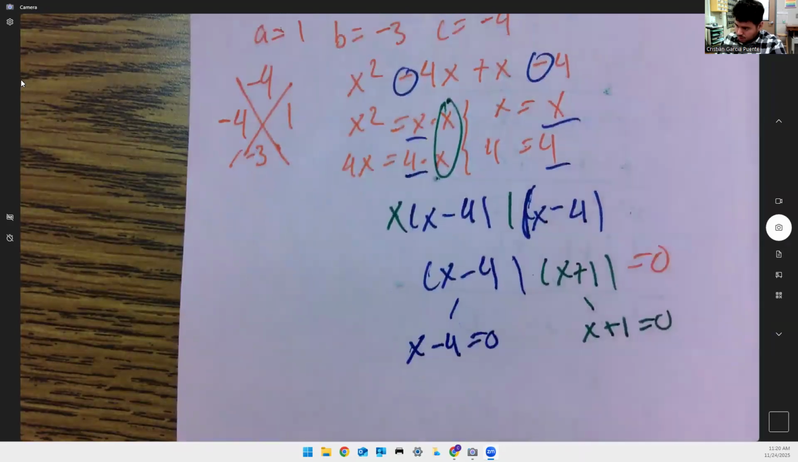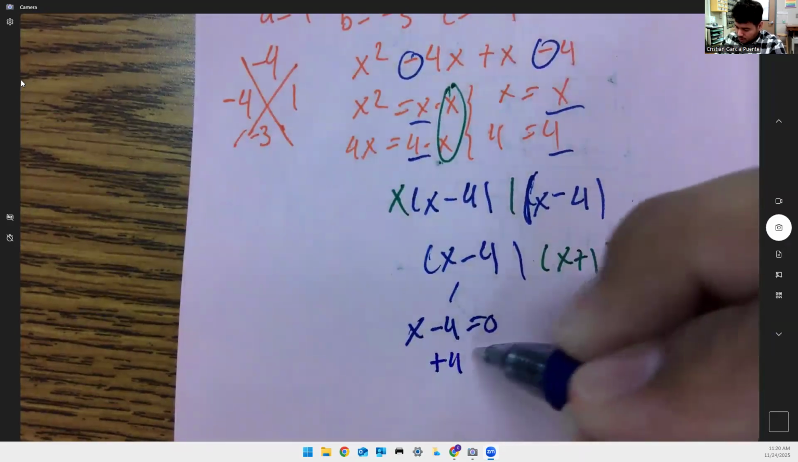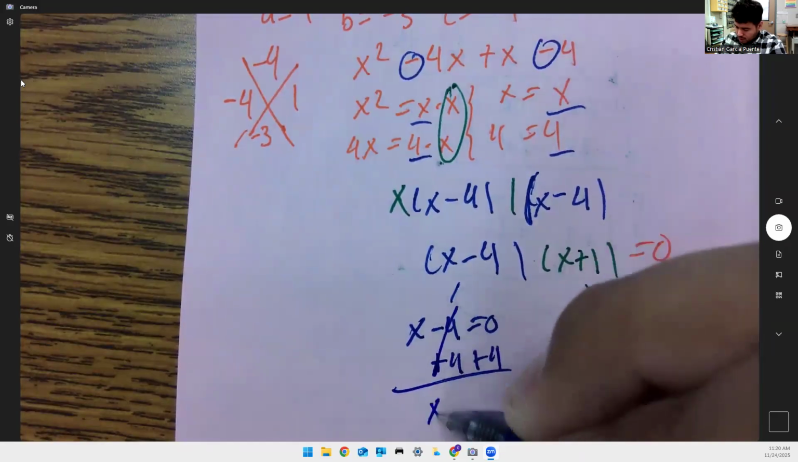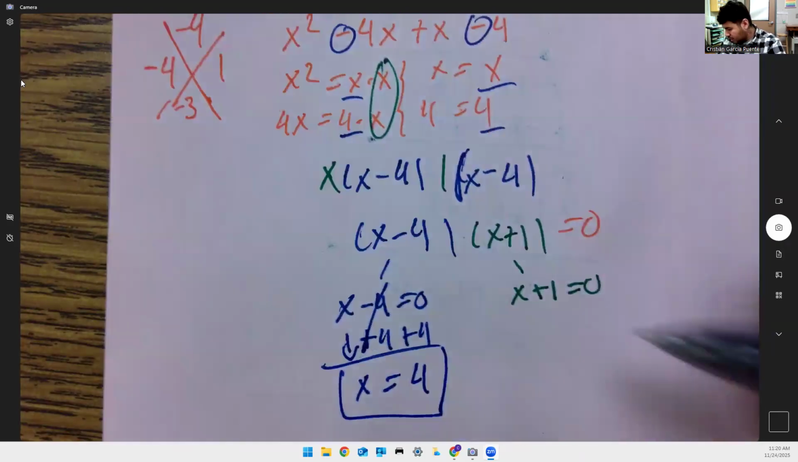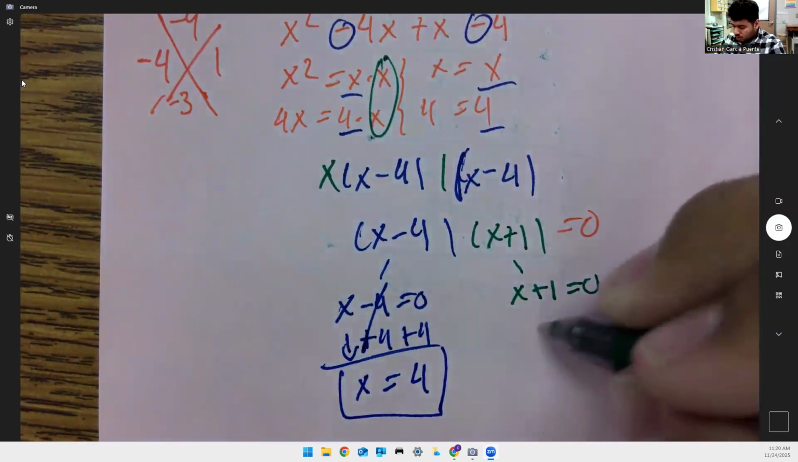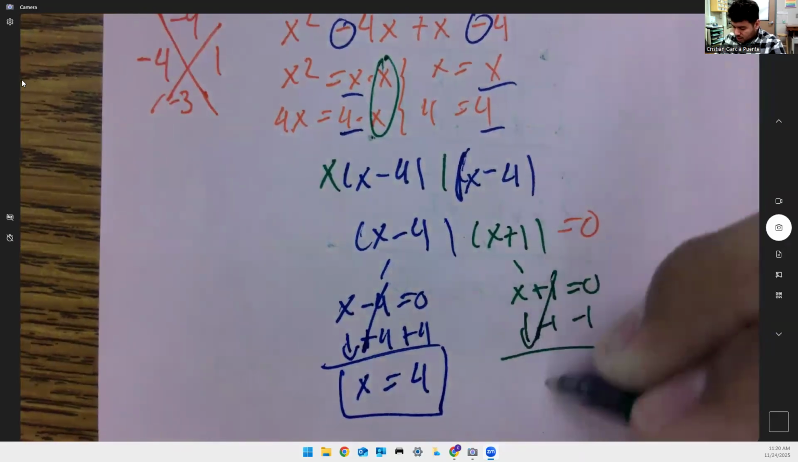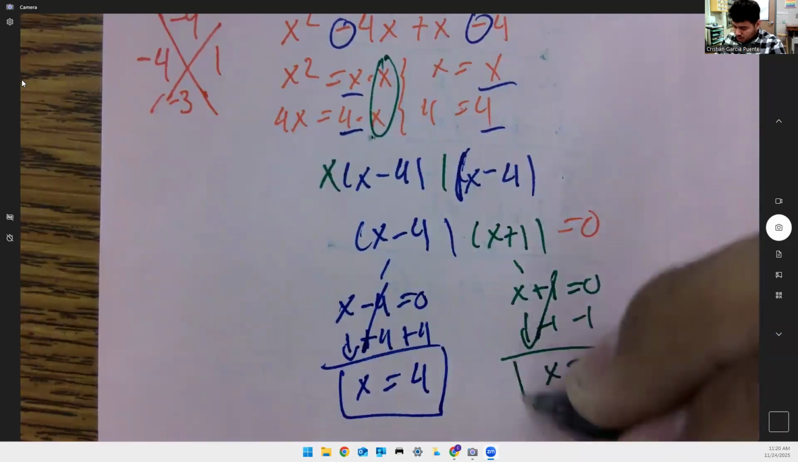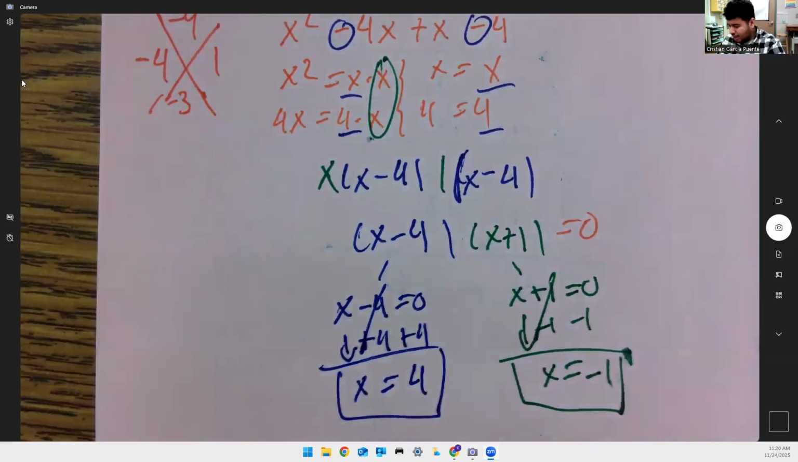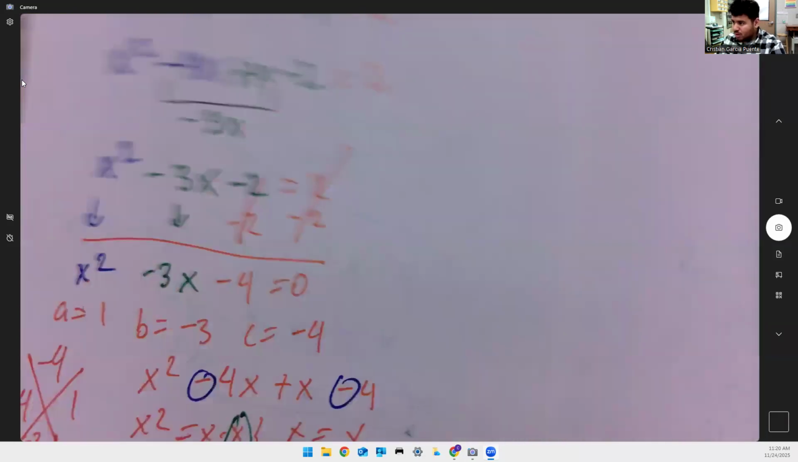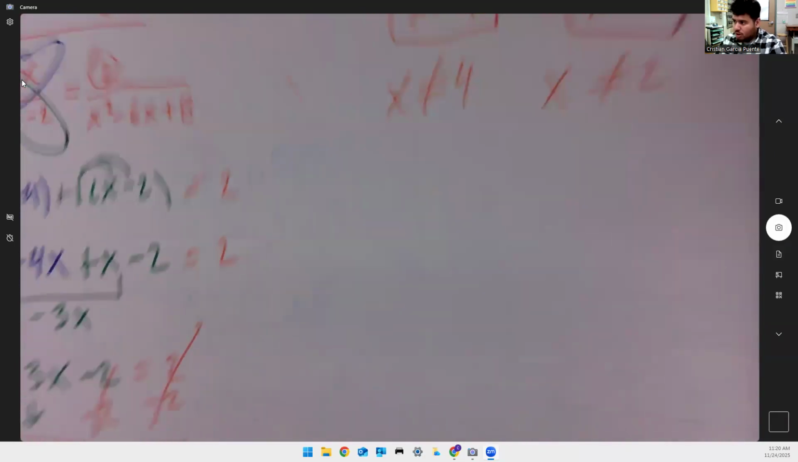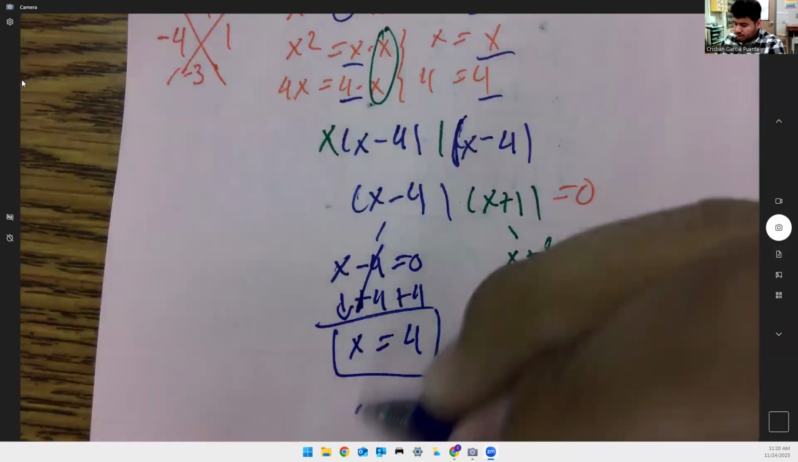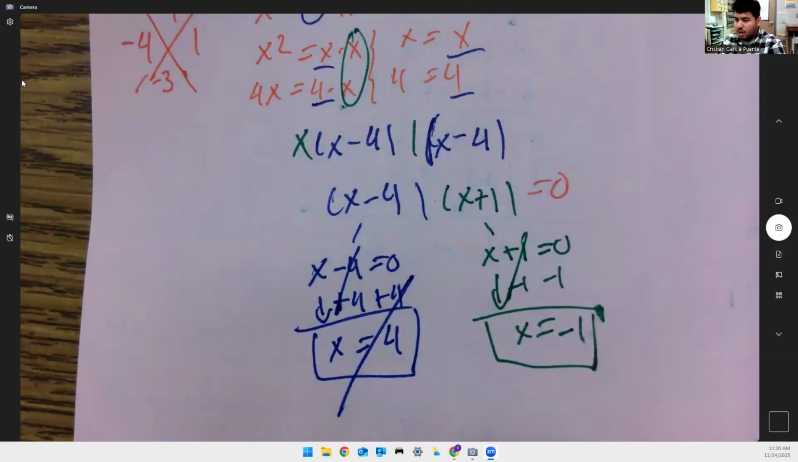So how to get rid of this negative 4? You add 4 on both sides. So you get x is equal to 0 plus 4, which is just 4. On this right side, you subtract 1 on both sides. So x is just equal to 0 minus 1, which is just negative 1. So make sure that negative 1 or 4 is not part of our excluded values, which positive 4 is. So we have to go all the way down, cancel this one, and then your answer is x equals negative 1, and you're done. So that's all we did on the worksheet.